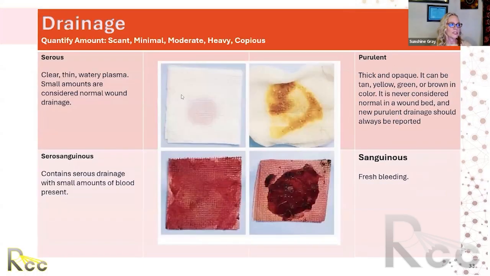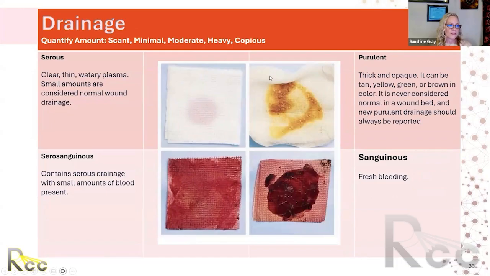And then this is the drainage part. So serous fluid is the clear, thin, watery plasma that we typically see when we're talking about moist desquamation. It's usually not profuse or copious. It's just a little bit of clear fluid.